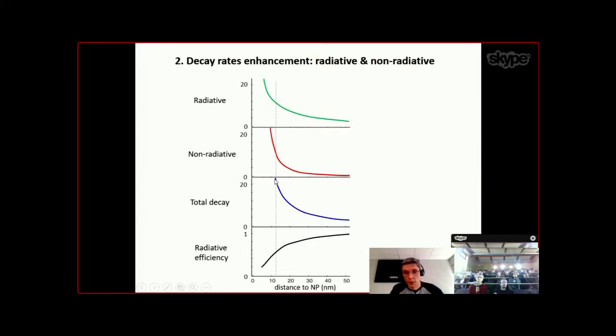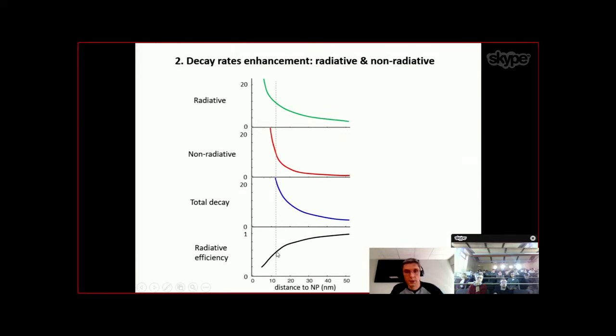Total decay rate always goes up. Total decay is just the sum of non-radiative plus radiative. And at the end, I call it radiative efficiency, but this is somehow the quantum yield of this system, the ratio of what you want, the radiative, over all the other decays. And here, as you can see, it's pretty efficient at long distance, but then it tends to go down. When this and this have the same weight, you have 0.5, below, you go down.